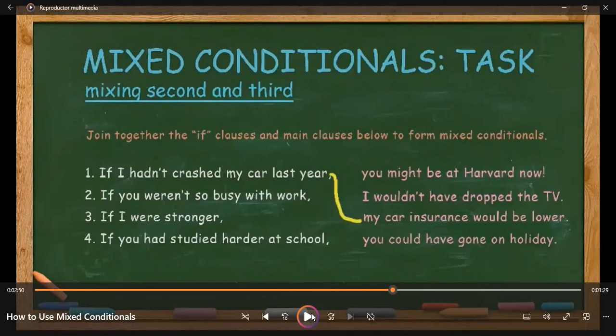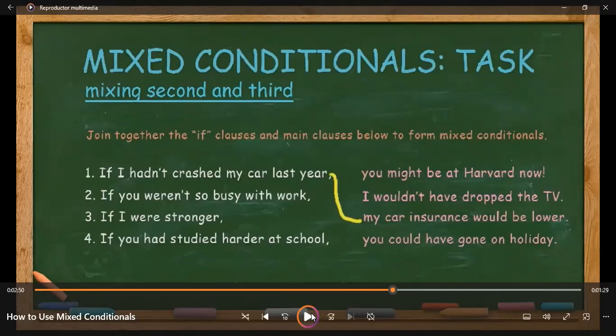What happens in the present? He has to pay a higher insurance. He has to pay a lot of money for his car's insurance. Can we change that? It can't be changed, okay? Because it's established. That's why we use the mixed conditional. We cannot change the circumstances in the past, and the consequence of those circumstances cannot be changed either.